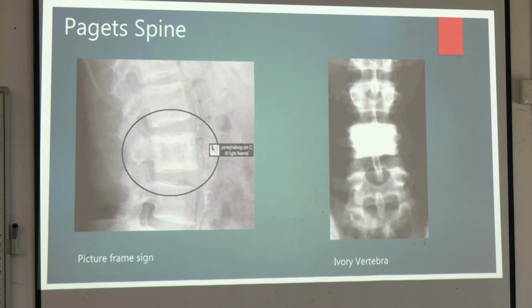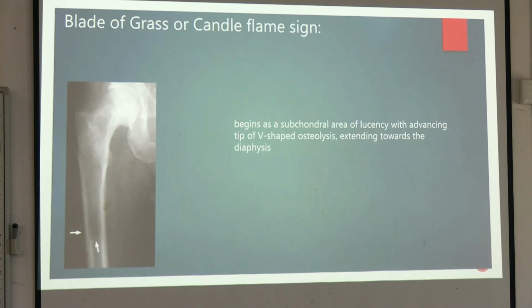Next, coming to the spinal findings, what will you see in the spinal vertebrae? You will see a picture frame vertebra. As you can see, this vertebra has become like a picture frame. All the four sides have become very much thickened. So this is known as the picture frame vertebral sign, and this is known as an ivory vertebra, which is seen in the sclerotic phase of Paget's disease, where you can see that the vertebra has become very much hyperdense. So this is a sign called ivory vertebra.